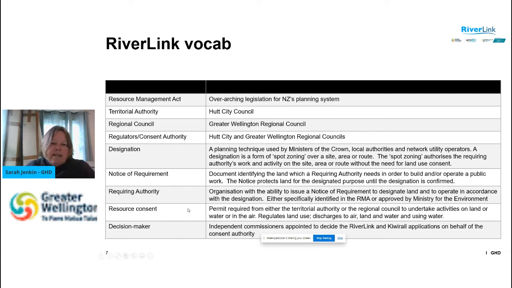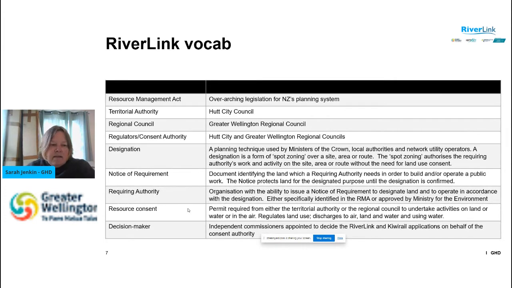A resource consent is required either from a district or regional council, and it's about managing activities and the effects of activities on land, water or air. And so we've got a number of different resource consents required for the RiverLink project.